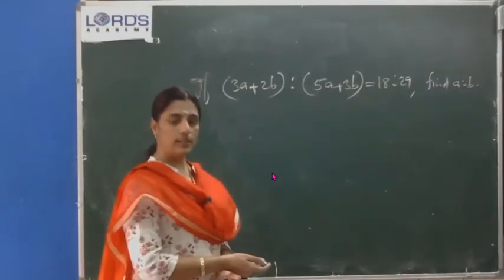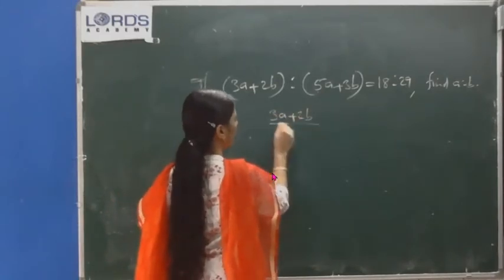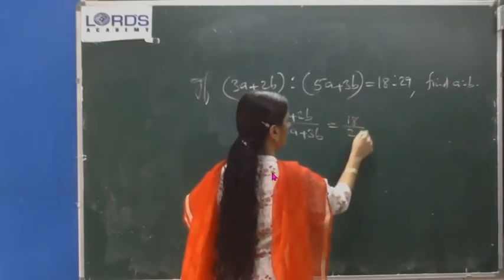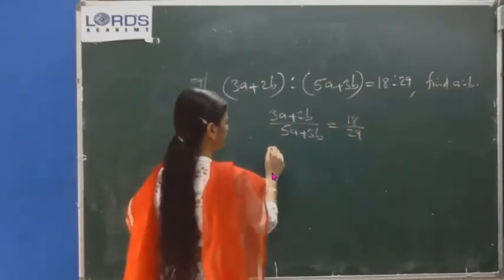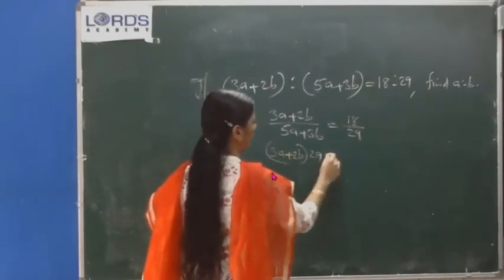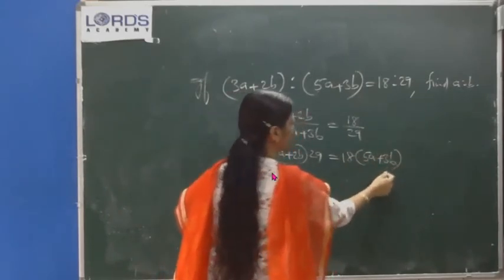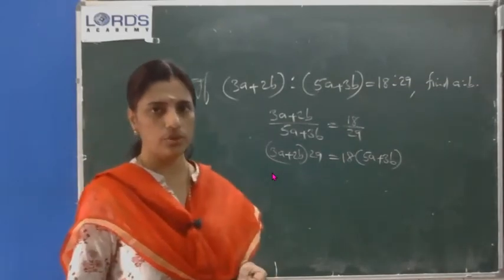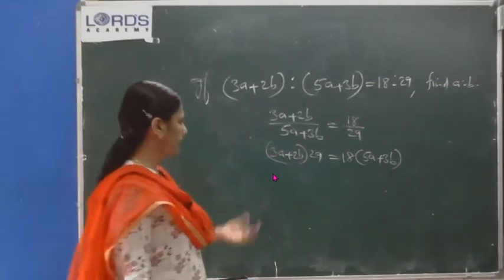So let me write in the fraction form. 3a plus 2b by 5a plus 3b equal to 18 by 29. Okay, now you cross multiply. (3a plus 2b) into 29 equal to 18 into (5a plus 3b). Cross multiplied. So just remember, for this type of questions, first we will write in the fraction form and we will cross multiply.